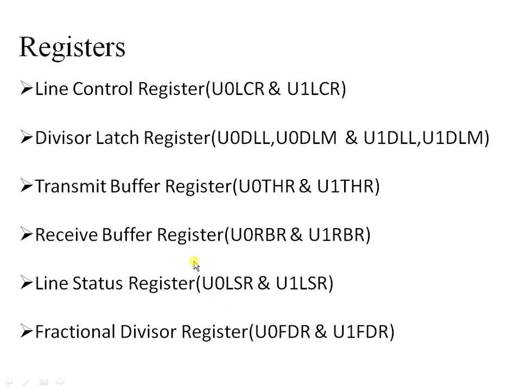As I said, there are two UARTs and we represent them using U0 and U1. If you are using UART0, then the register should be named as U0 with the register name. If you are using UART1, then you have to use the registers with the name U1 and then its register. These are all the registers which we need to program or access for using UART in LPC2148. We'll see each and every register, and the functionality of each and every bit inside these registers.